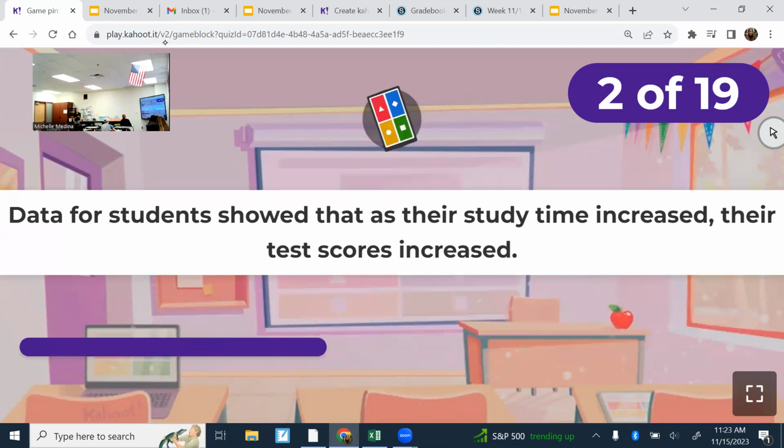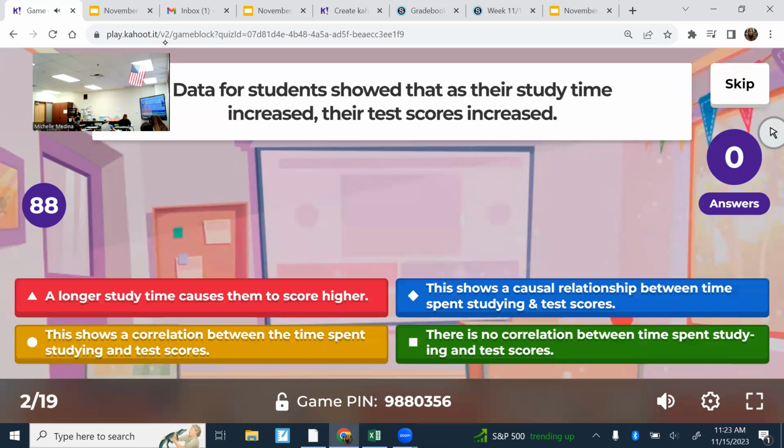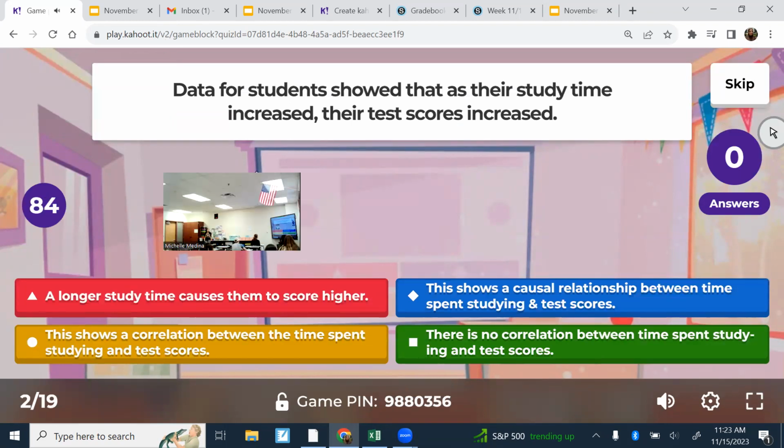All right, data for students showed that as their study time increased, their test scores increased. Take the statement that you can conclude from that finding.